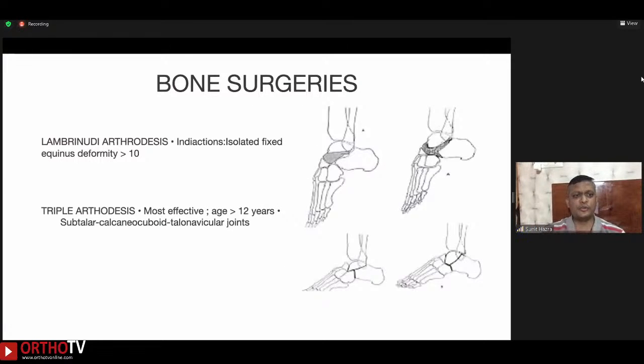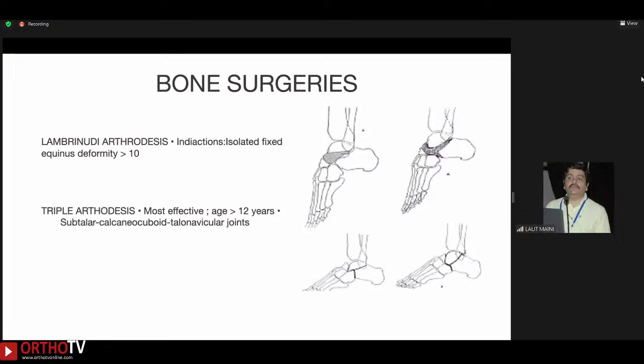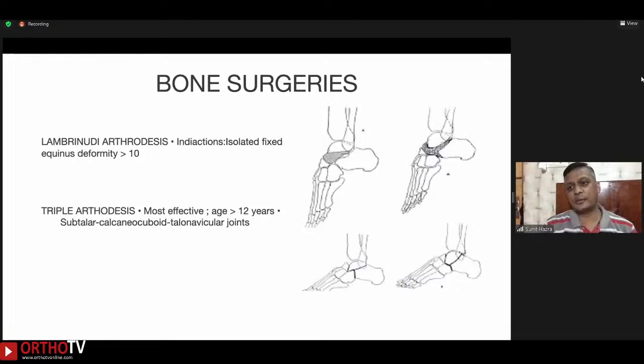And regarding the bony surgeries, I think the Lambrinudi arthrodesis is very commonly indicated in situations where an isolated equinus deformity has been there for more than 10 years. What you usually do is take an X-ray in full plantar flexion, and then you cut the talus and the upper part of the calcaneum so that you can make the foot plantigrade at that level, so that any further plantar flexion does not happen.